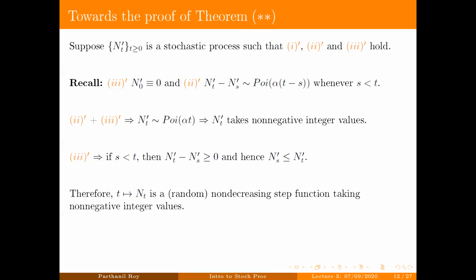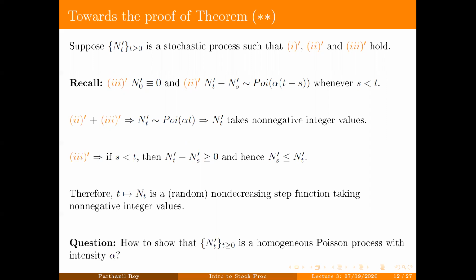Now, of course, this alone does not guarantee that N'(t) is a Poisson process. The crucial question is how to show that N'(t) is a homogeneous Poisson process with the intensity alpha. By the way, there is a typo here, which I'm going to correct before uploading the slides, that this should be N'(t). Okay? There's a typo here. So t going to N'(t) is a random non-decreasing step function taking non-negative integer values.